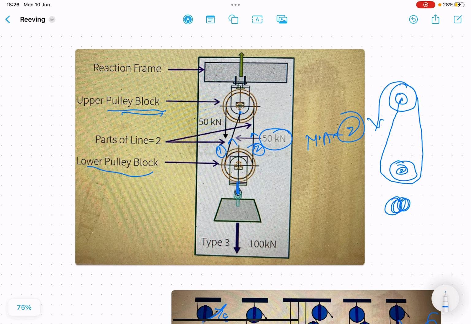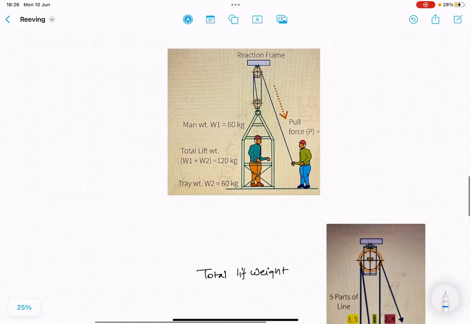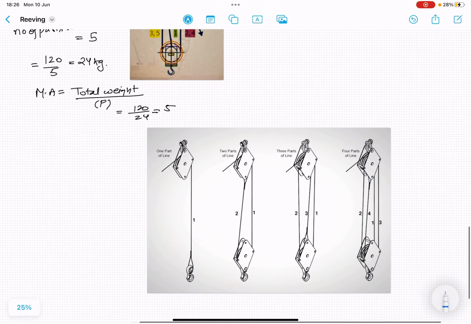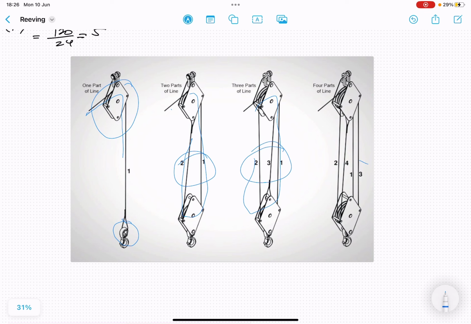So same in the case of the crane, we are using the same thing. If we talk about the crane, there is one hook over there, in the simple case, and there is another hook over there. If a single rope is passing, mechanical advantage is 1. If it is passing through like this, mechanical advantage is 2. If it is passing through like this, mechanical advantage 3, mechanical advantage 4.